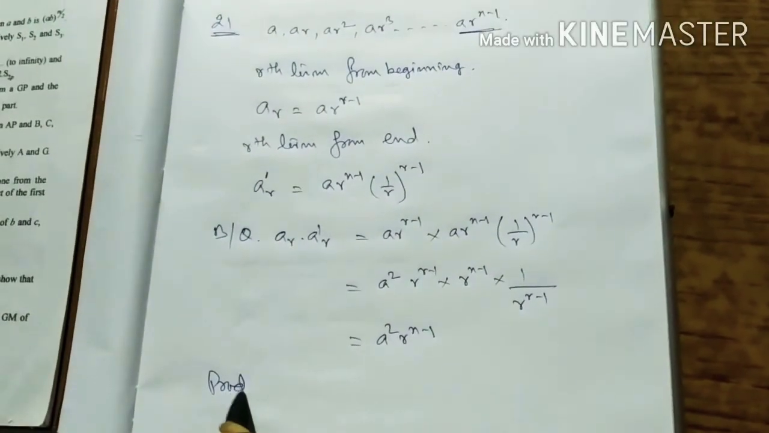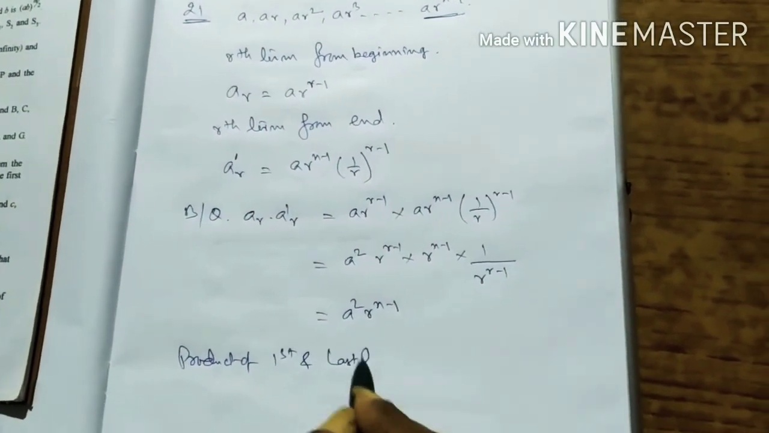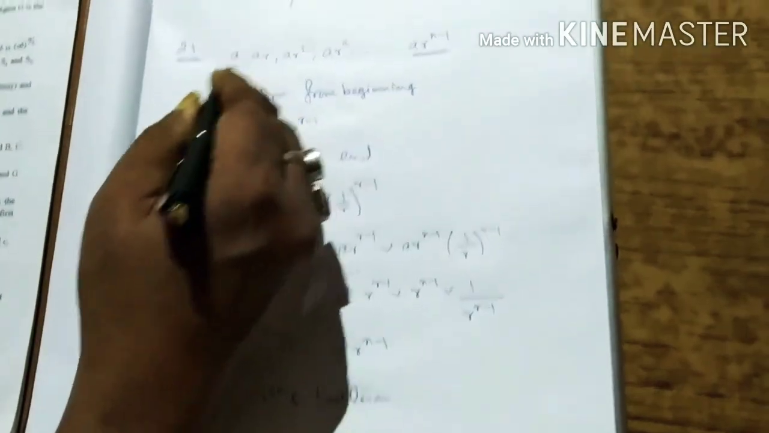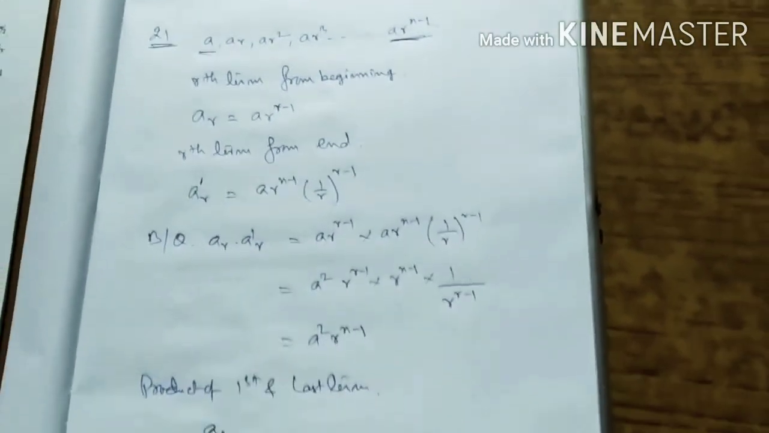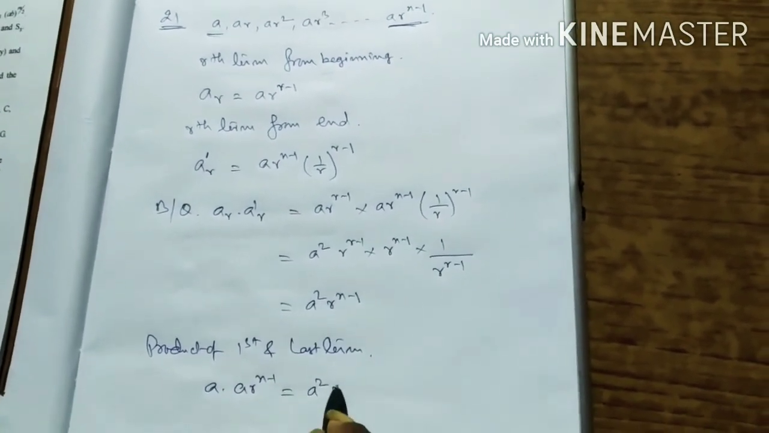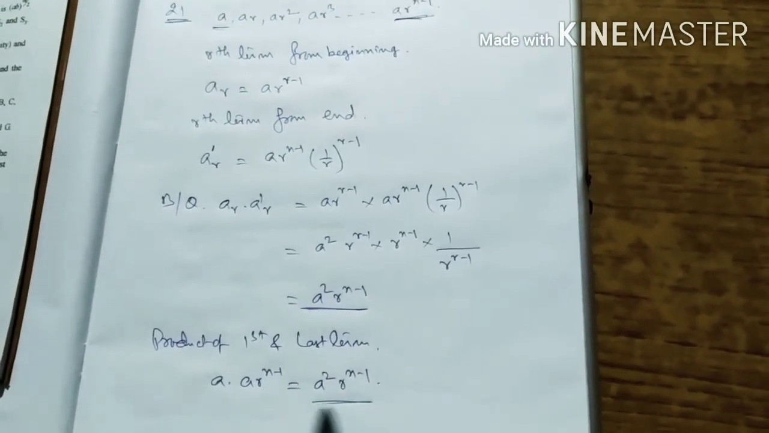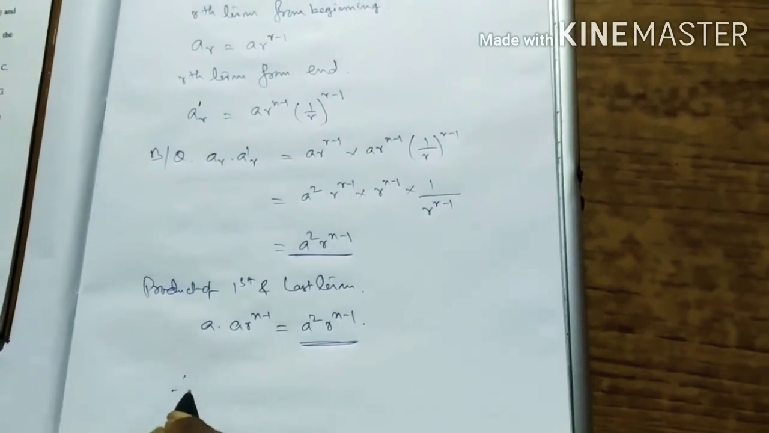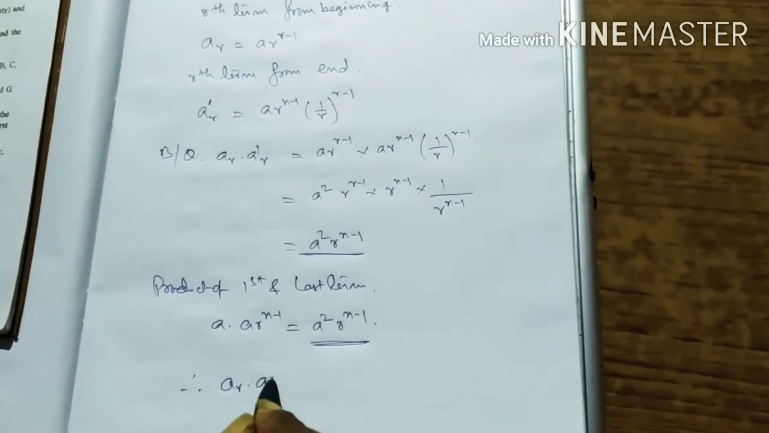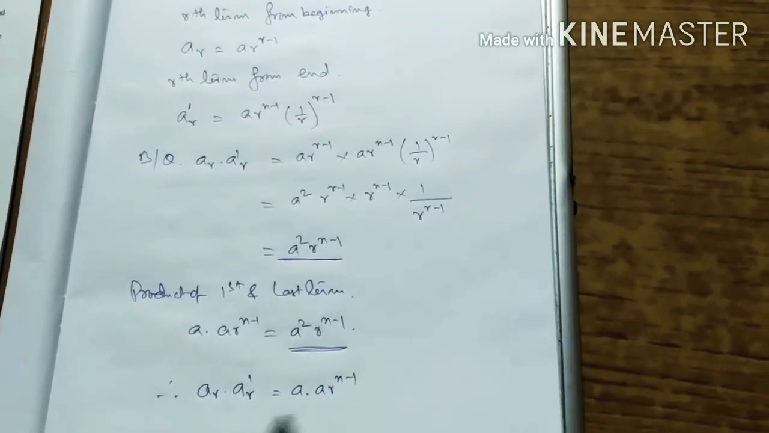And the product is equal to the product of the first and the last term. Now, the product of first and last term. This is A and this is AR to the power of n minus 1. So A into AR to the power of n minus 1 comes out to be A square R to the power of n minus 1. So now you can see that these two are equal. Therefore AR into A dash R is equal to A into AR to the power of n minus 1. Proved.